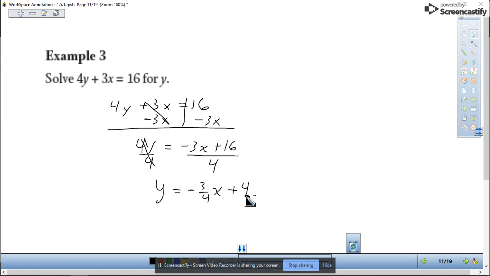So y-intercept, slope, all that good stuff gets tied back in. You could then graph this pretty easily. Negative 3 over 4, down 4, right 4. Or you could go up 3, left 4, right? Your negative slope. But that's solved for y, which is what we were asked to do.